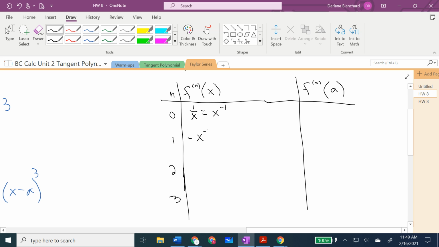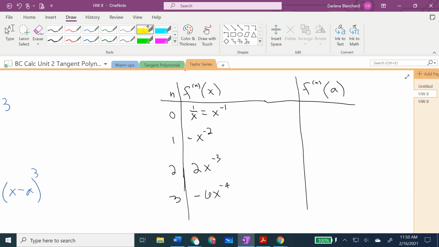Negative x to the negative 2. Differentiate again, and you are going to get positive 2x to the negative 3. Differentiate again, negative 6x to the negative 4.